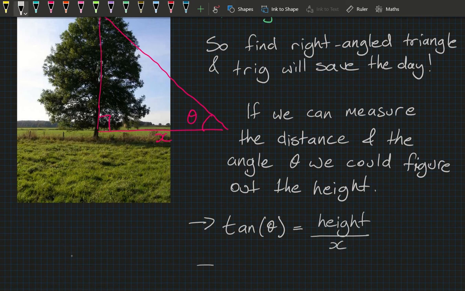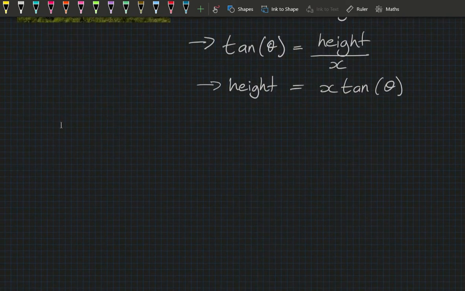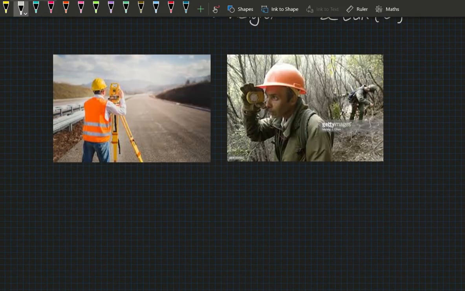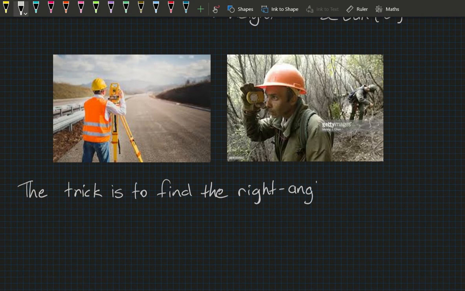In other words, the height will equal x times tan of theta. There's lots of tools you could use to measure angles, such as apps on your phone or an old-school clinometer. Here are some types of old-school clinometers. The real trick is to find the right angle triangle in your problem, and then we use SOHCAHTOA.